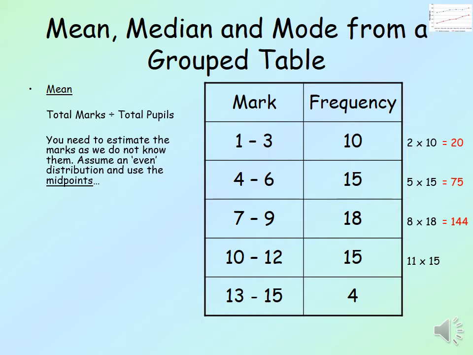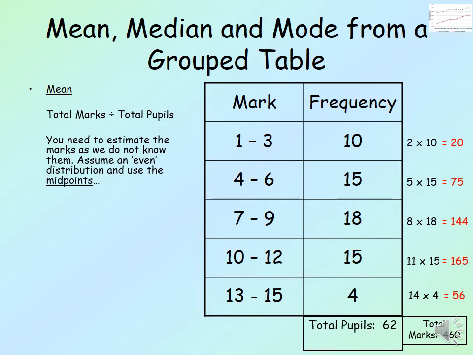Sorry, the midpoint of 10 and 12 is 11, and we multiply that by 15. The midpoint of 13 and 15 is 14, and we multiply that by 4 to get 56. So the total marks gained by this group is 460.